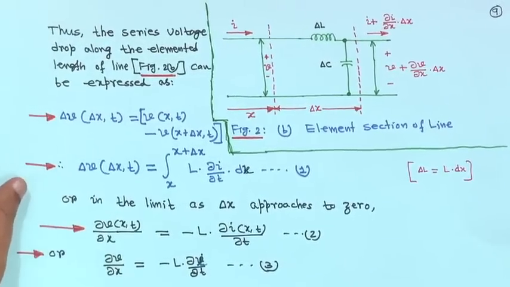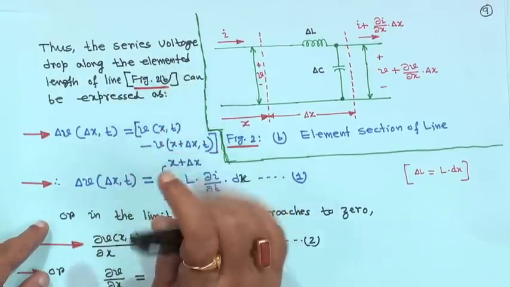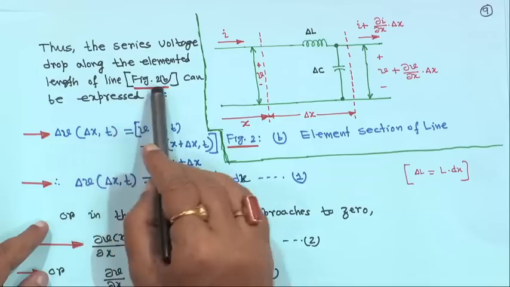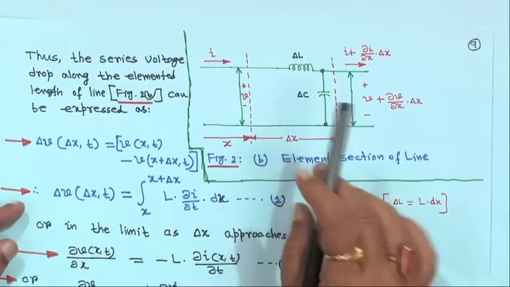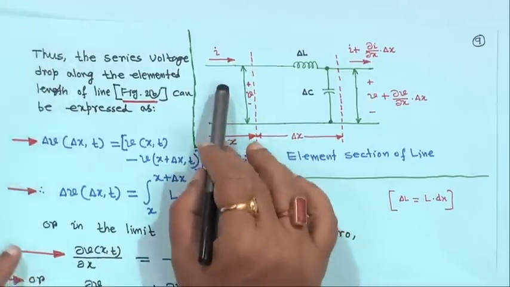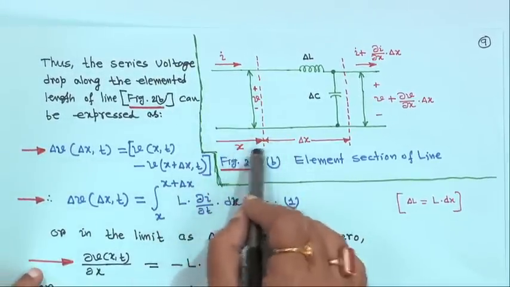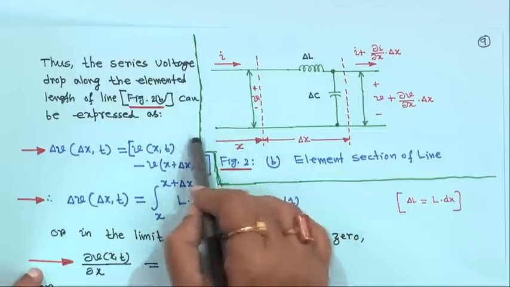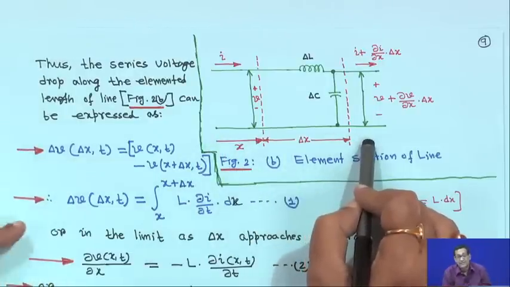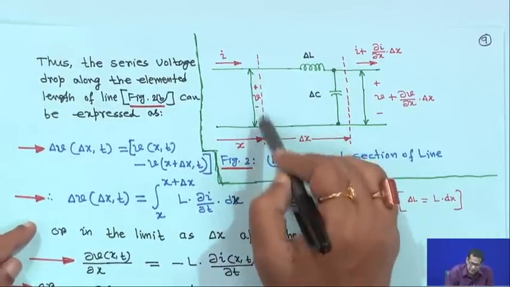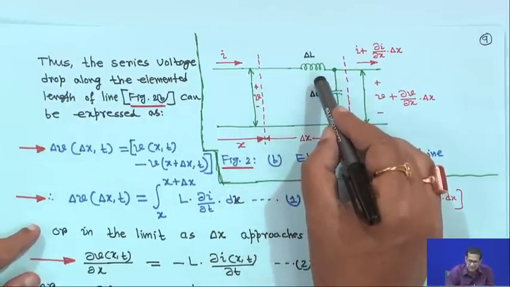That means the series voltage drop along the elemental length of line, that small line, can be expressed as follows. Now what you do is consider a small section of line, this side current is I, and distance is measured from the sending end to the receiving end, increasing from sending end to receiving end, this way we have taken. The voltage here is V, right, polarity is shown, and it is a small elemental section.